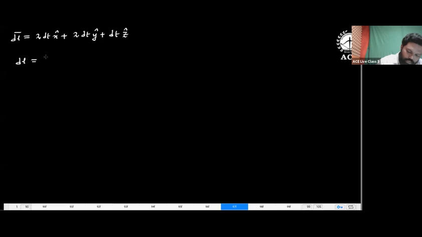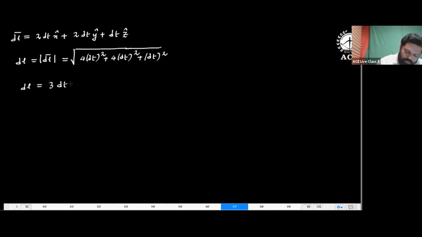Magnitude can be written like this, or modulus, which is equal to square root of 4 dt square plus 4 dt square plus dt square. So dl is equal to 3 dt. So now you have got everything in a single variable.